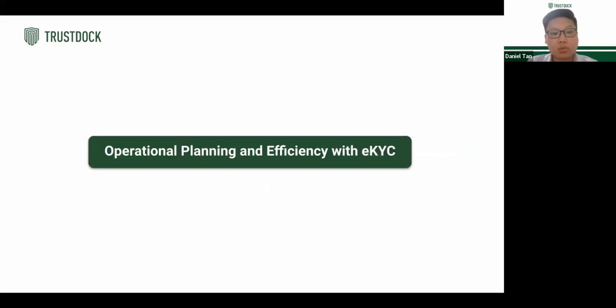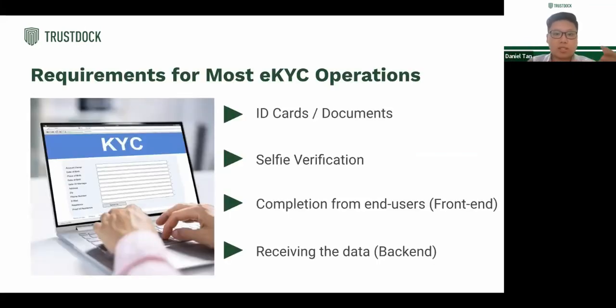So getting straight into it, first of all, we start with operational planning and efficiency for your eKYC solution. For every requirement for the most basic of eKYC operations, there are 4 key pillars, and they form the backbone of your eKYC operation. They will also directly affect and impact the cost or revenue of the business. I'll get to that towards the later end once we start talking about the budgeting portion. But for now, it is very important for us to touch on these points.